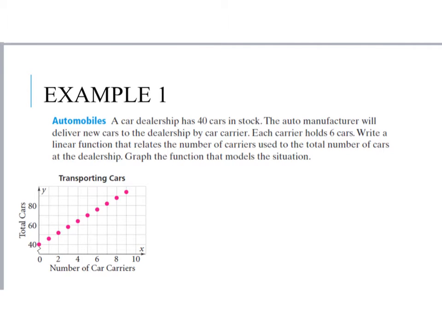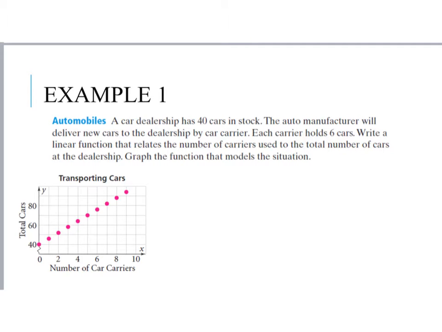So example 1 says, a car dealership has 40 cars in stock. The auto manufacturer will deliver new cars to the dealership by car carrier. Each carrier holds 6 cars. Write a linear function that relates the number of carriers used to the total number of cars at the dealership. Then graph the function that models the situation.